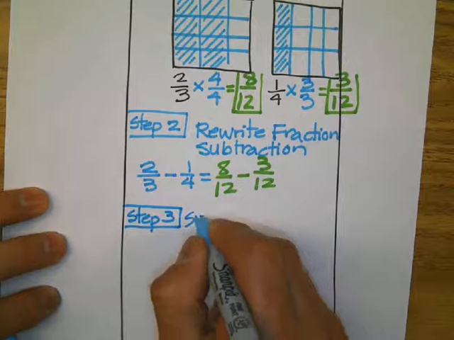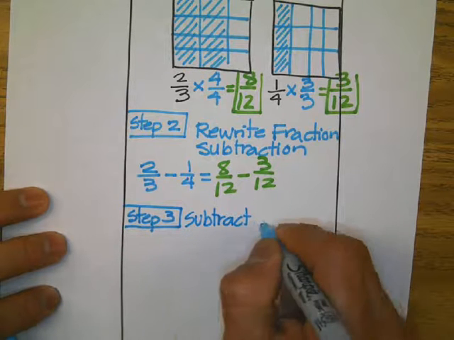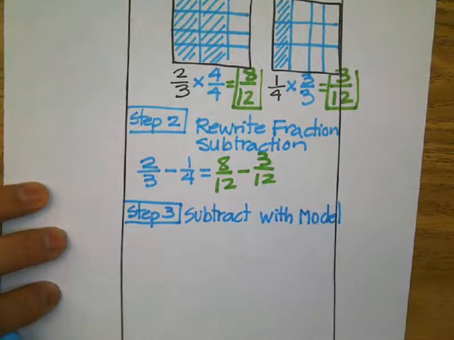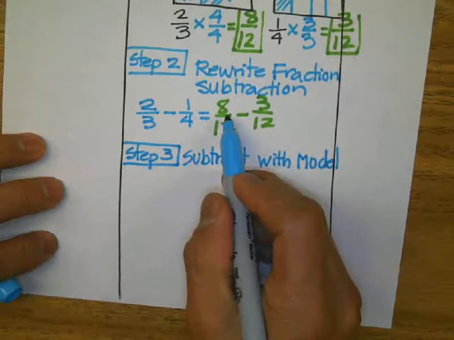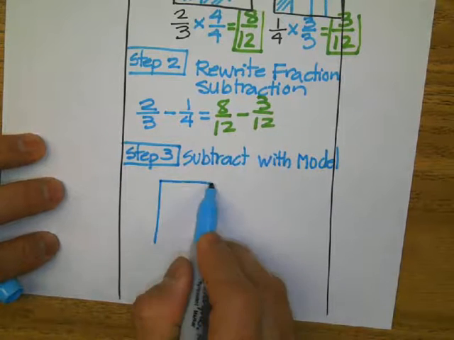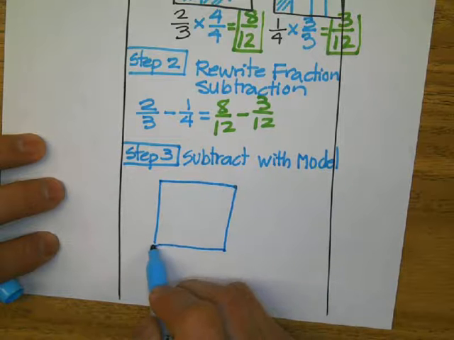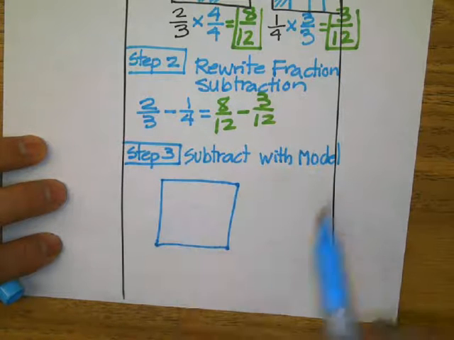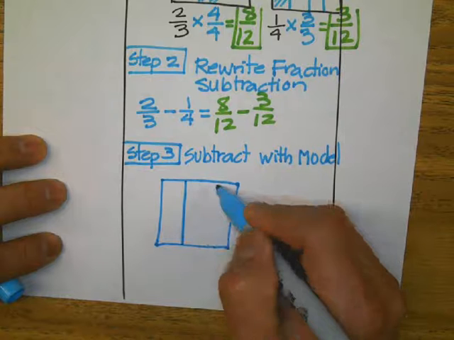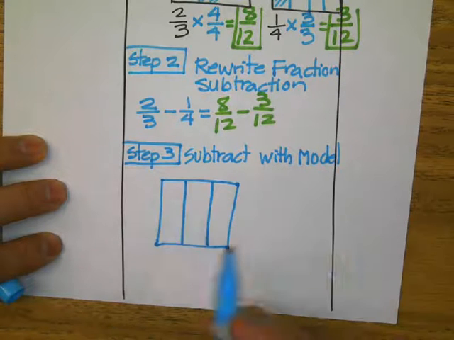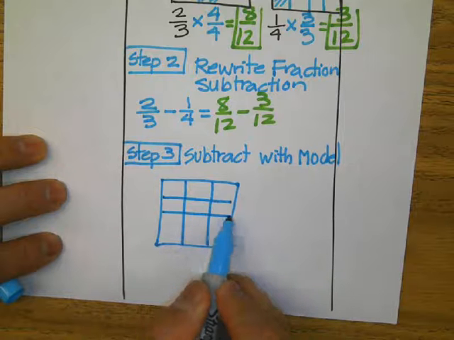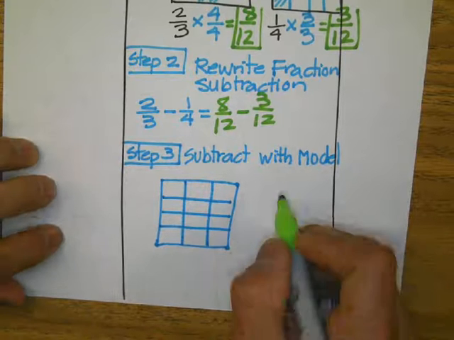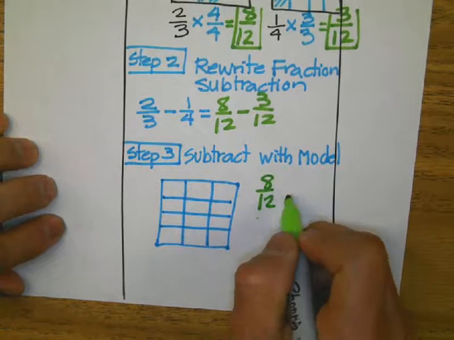Subtract with model. Okay, let's do the model. So let's do this. So we have 8/12. Once again, we remember that it has to be divided 3 horizontal and 4 vertical. So it's going to be 3: 1, 2, and 3. And then 4 vertical: 1, 2, 3, and 4. Why do we do that? Because that's how many parts each whole is divided into.